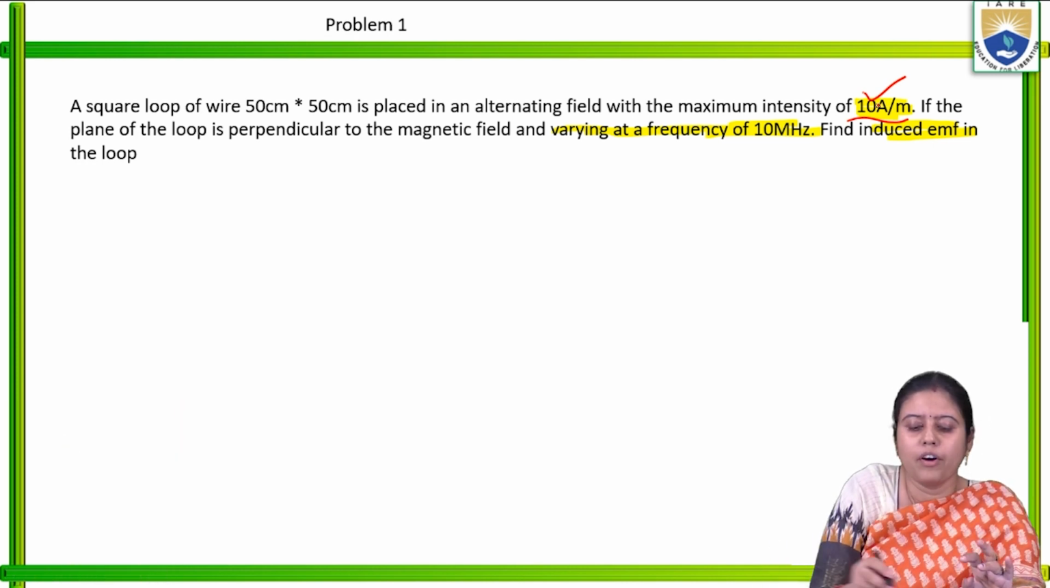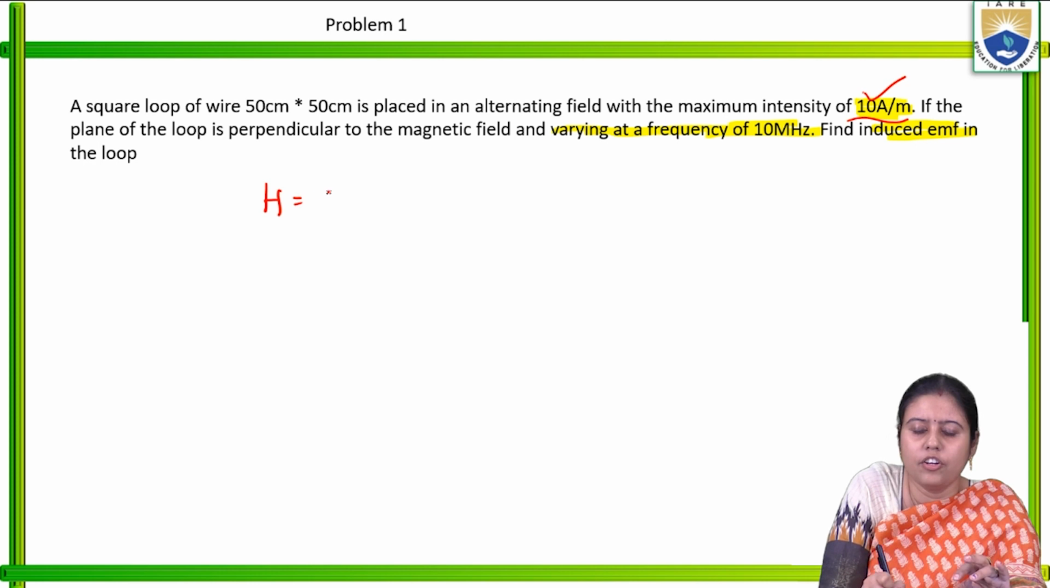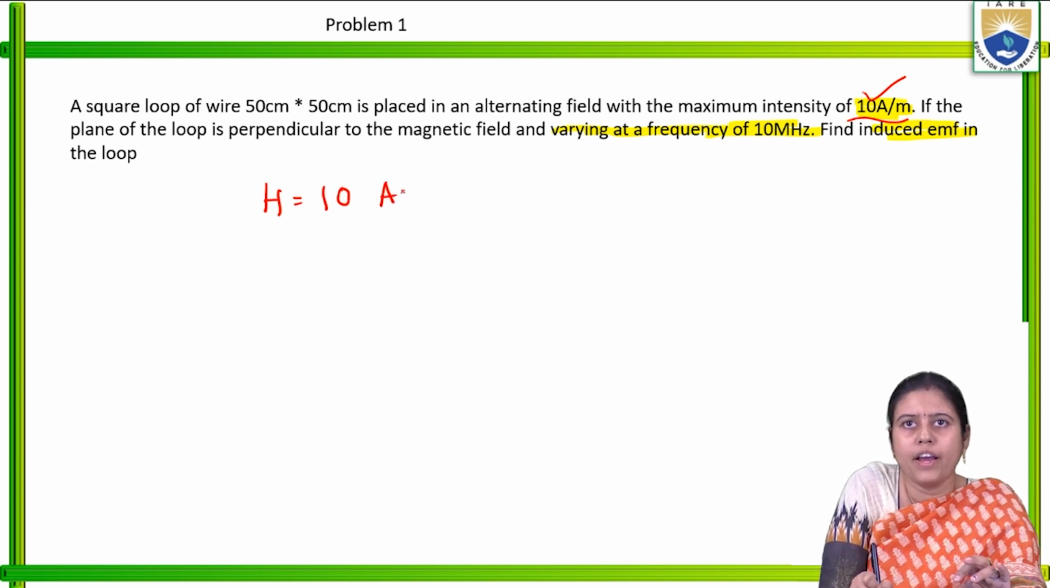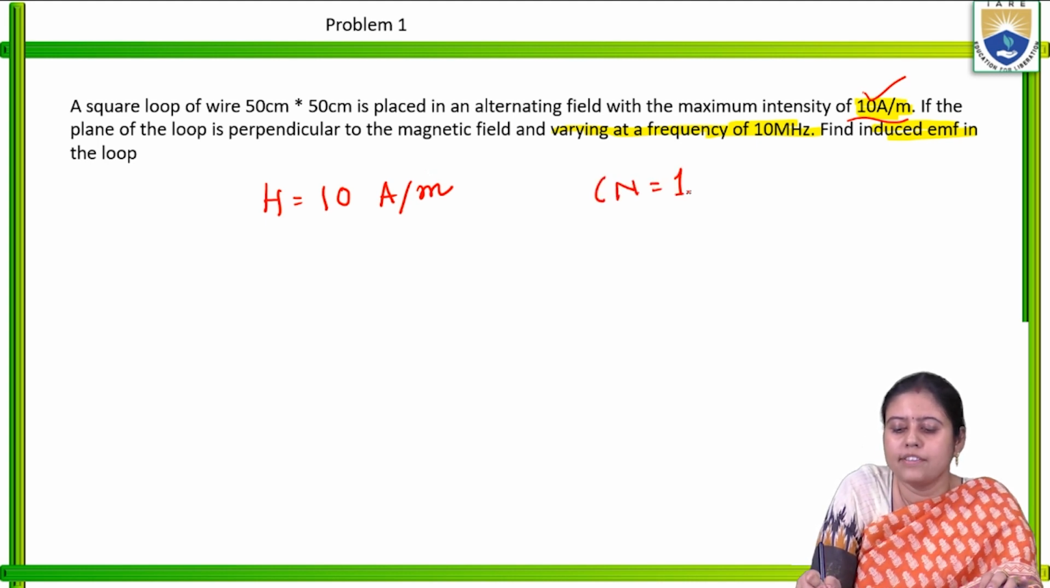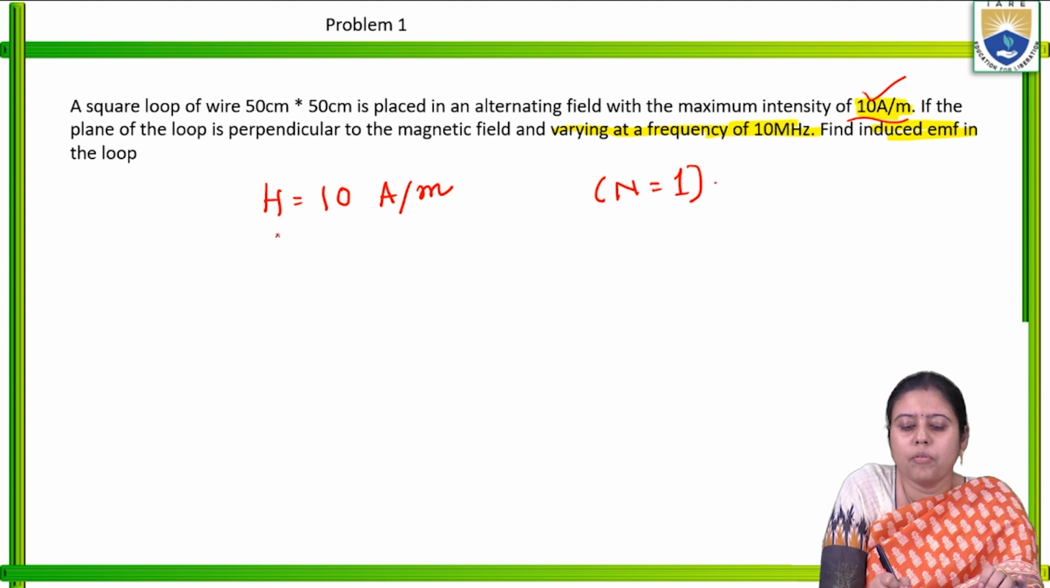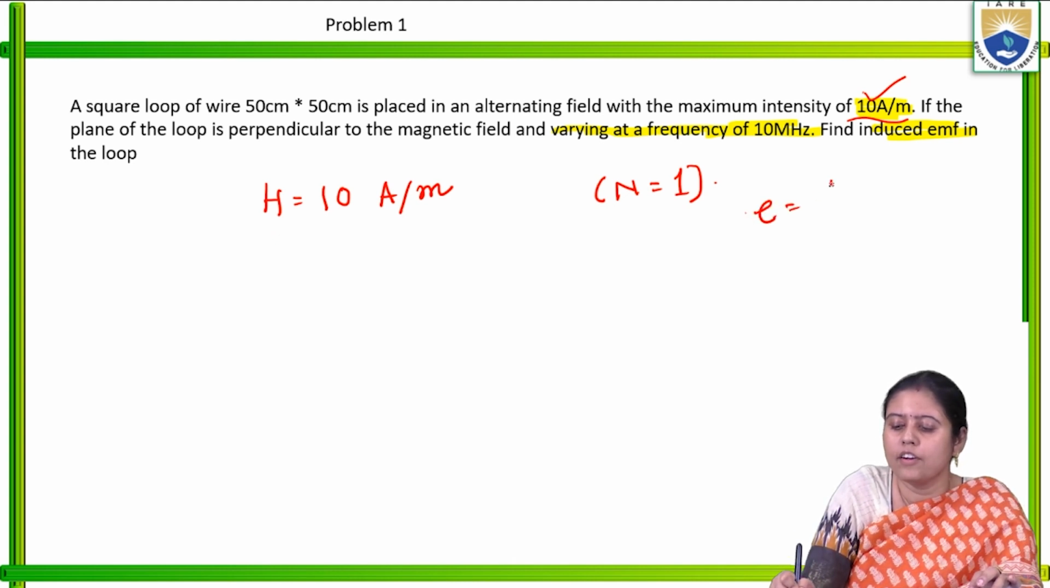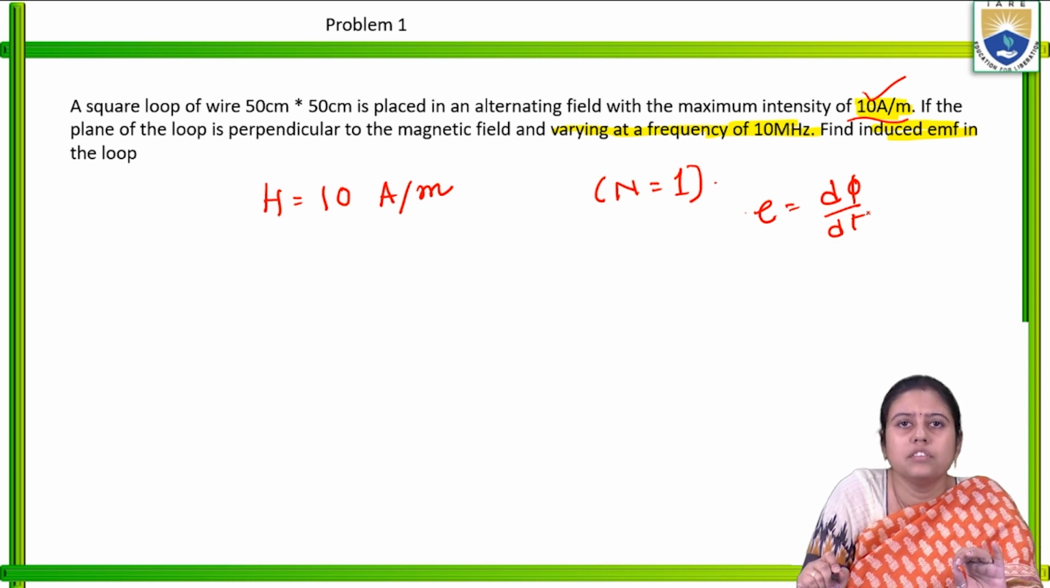So first in the problem, it is given H is equal to 10 ampere per meter. As this is ampere per meter, what does it mean? Number of turns is equal to 1. So what is our basic formula? E is equal to d phi by dt. We have to use this formula.